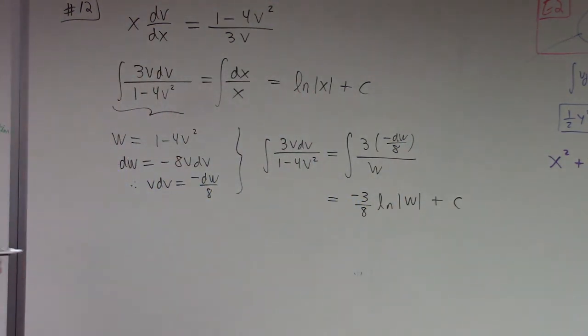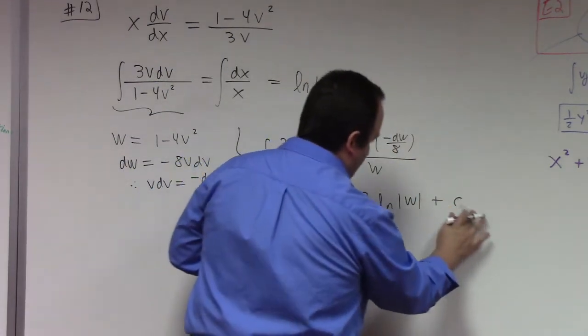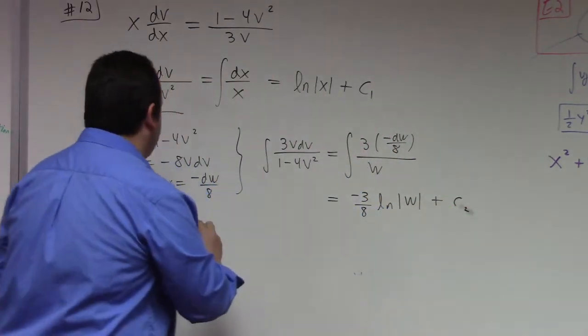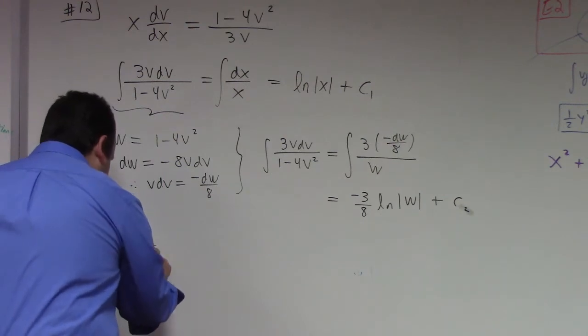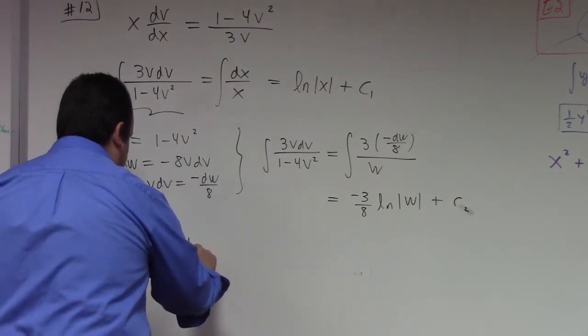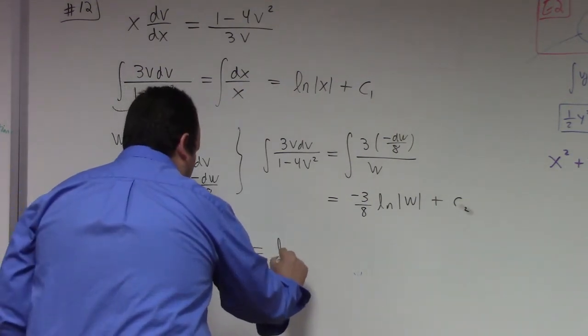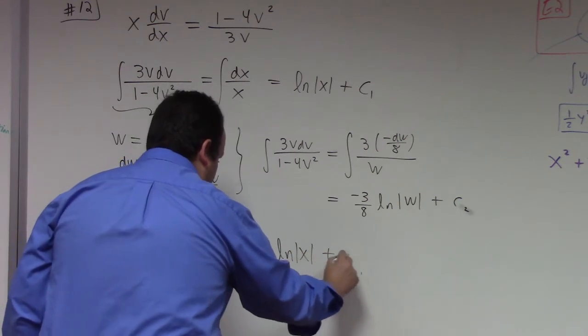So there we get minus 3/8 natural log the absolute value of w plus a constant. Of course, I don't need a constant on both sides. I can just keep one of these constants. I'll call this one C1, call this one C2. Let's put them together. What we get? Minus 3/8 the natural log the absolute value of w, which was 1 minus 4v squared, is equal to the natural log the absolute value of x plus a constant.